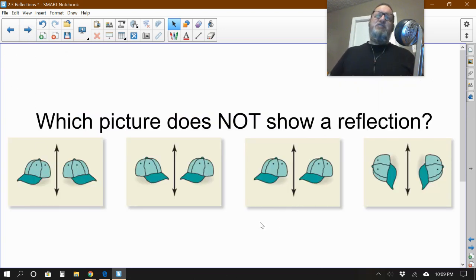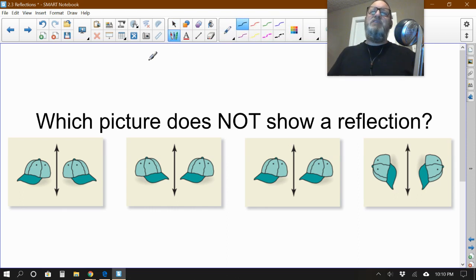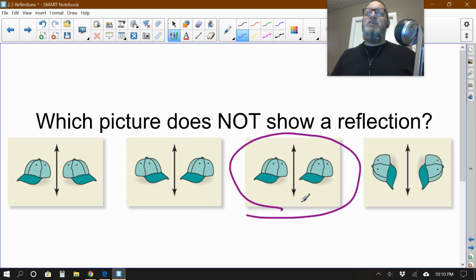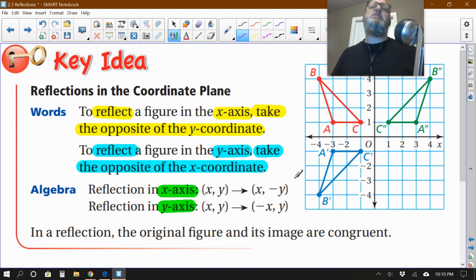So here's a follow-up question. Which one of these pictures is not the reflection? So all of them are good reflections except which one? Can you find it? I'll give you a second. Did you find it? Turns out the one that's not a reflection is right here. That's the only one that is a translation. Here the hats are pointing in towards each other. Here they're pointing away from each other. Here they're both turned the same way and again flipped over. So yep, that's the only one that's not a reflection.